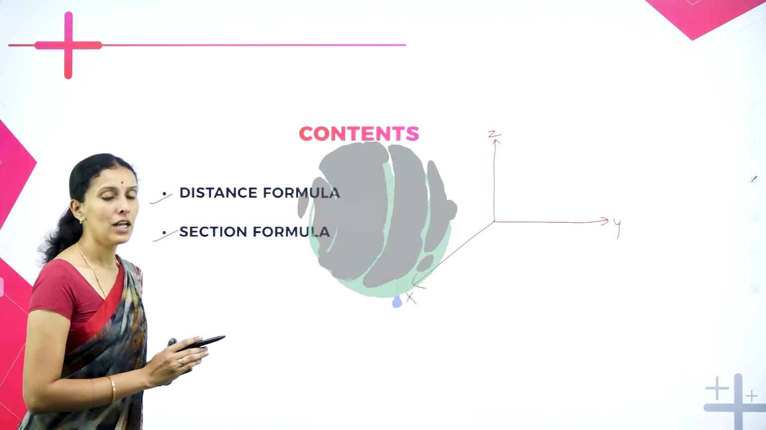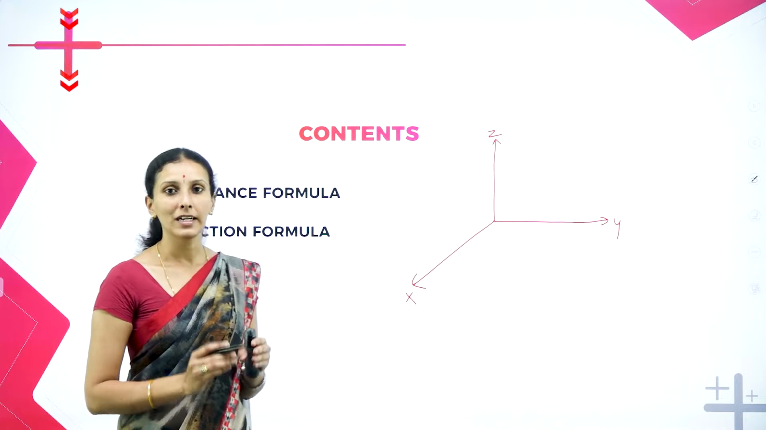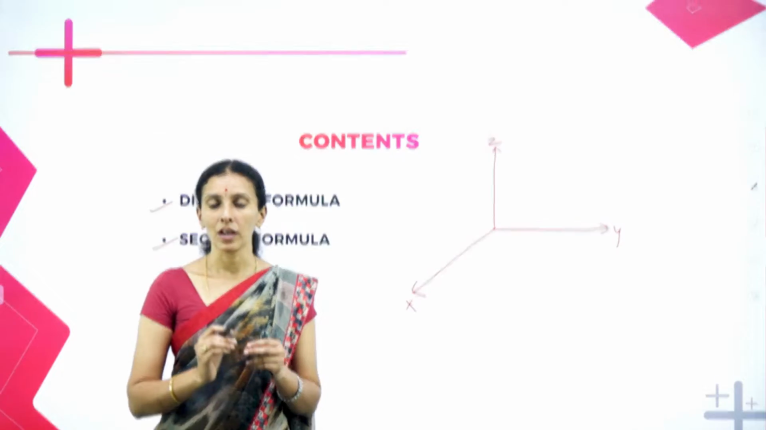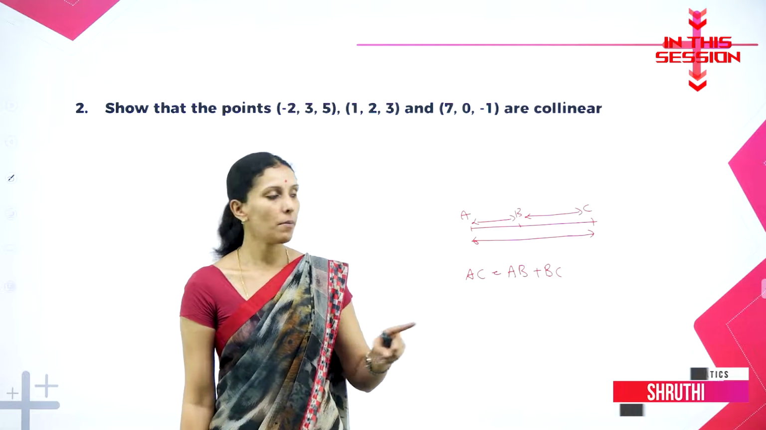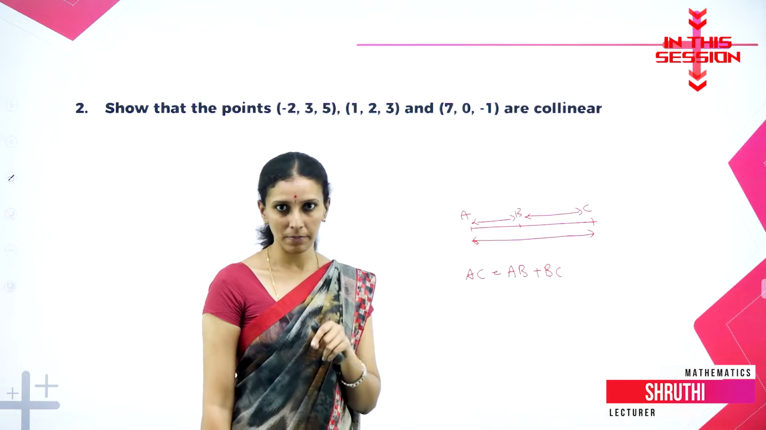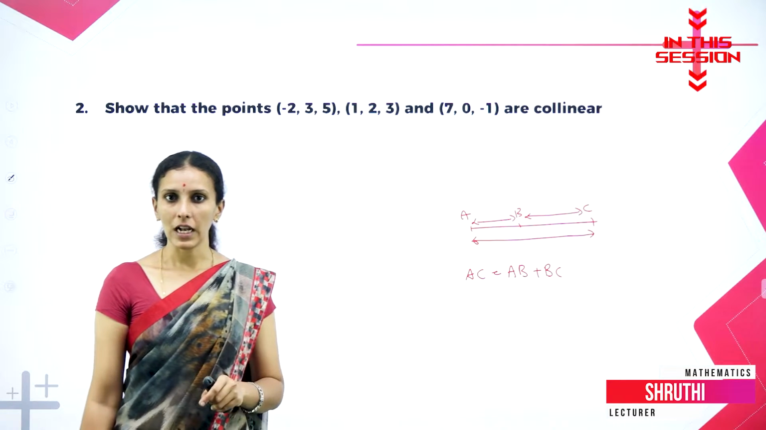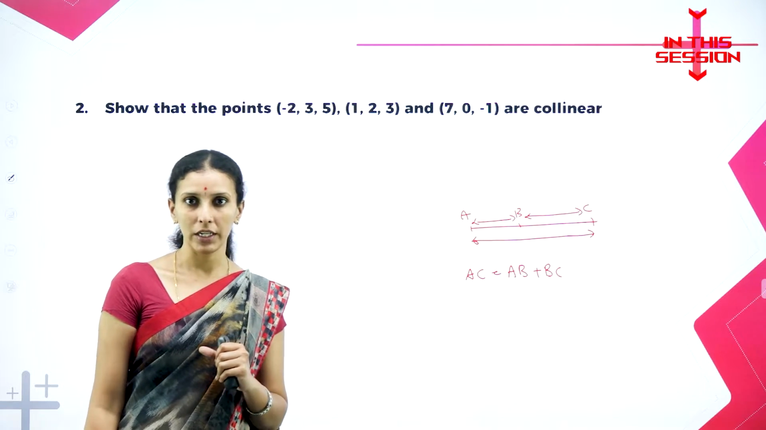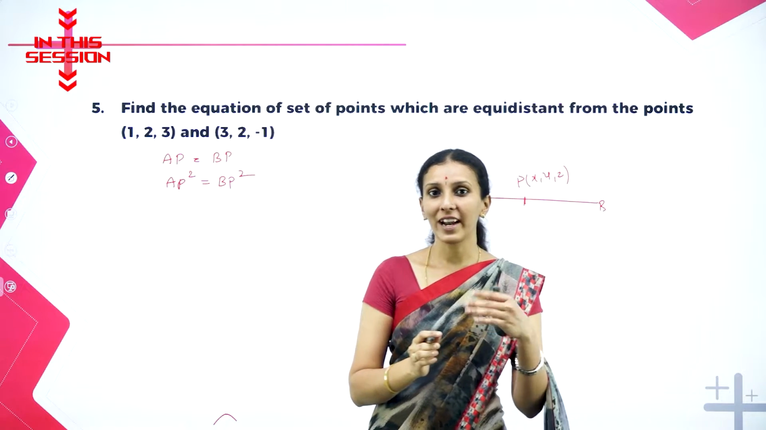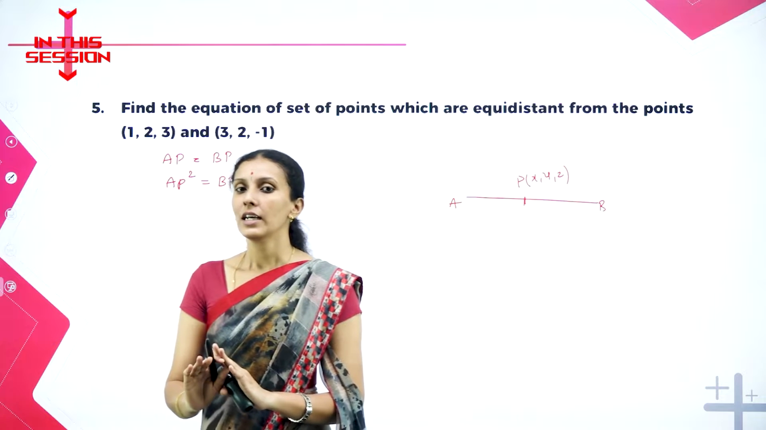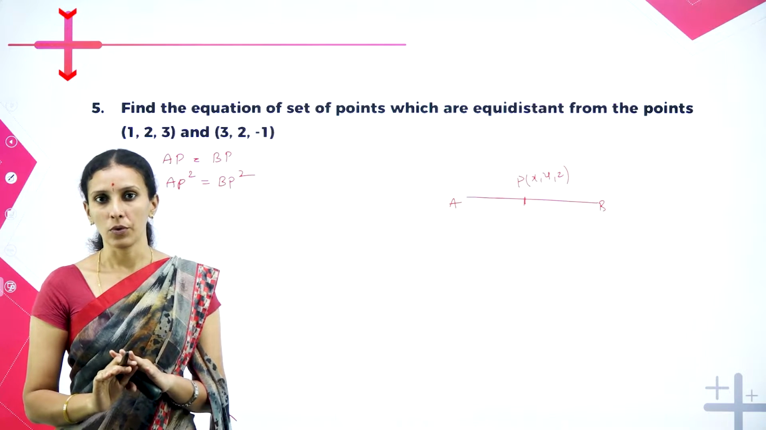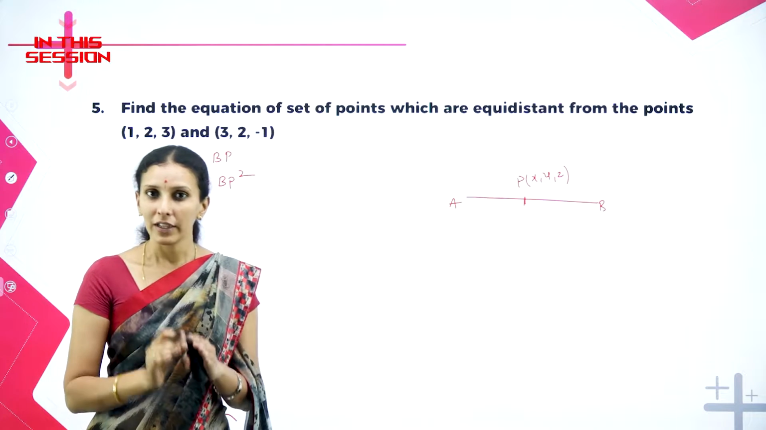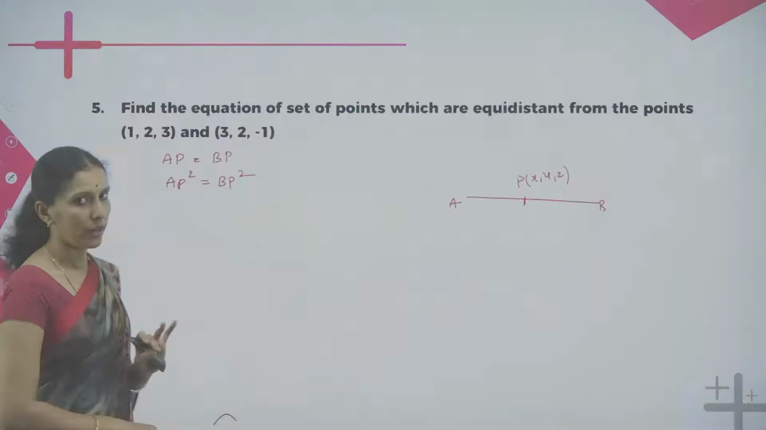The section formula, that is when a line segment is divided by any point in the ratio m:n. The distance of AC is the sum of distance of AB plus BC. If we prove this result using the distance formula, we can say that they are collinear. If we square on both sides, we get d square is equal to only the formula x2 minus x1 whole square plus y2 minus y1 whole square plus z2 minus z1 whole square. For that purpose, I have written square.